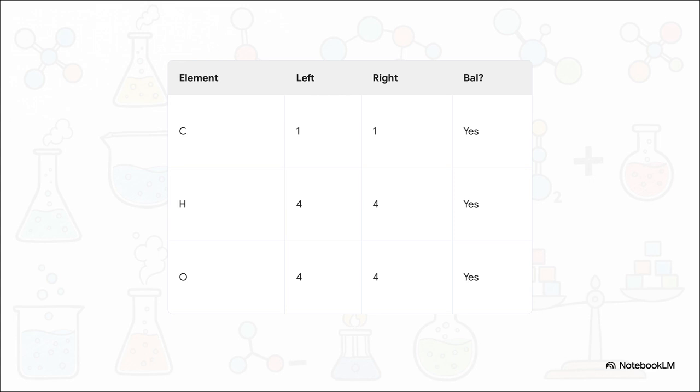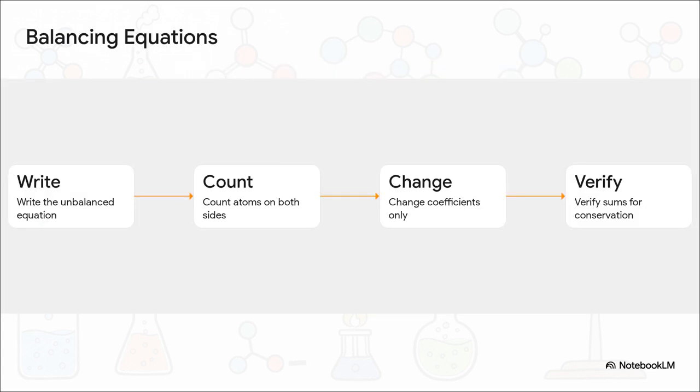Everything is perfectly conserved. Whenever you balance an equation by inspection, just follow this logical flow. First, write down the unbalanced equation. Next, count the number of each type of atom on both sides. Then, change only the coefficients to balance things out. And remember, never touch the subscripts. Finally, verify your sums to ensure total conservation of matter. If you stick to these steps, you literally can't go wrong.